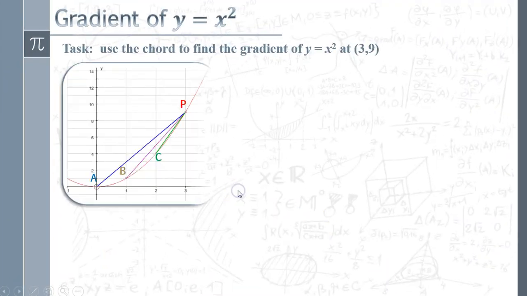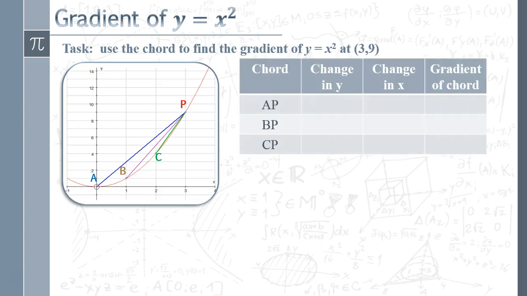So here we go. What we're going to do is have a look at this task here, where we've got 3 chords, and we're going to work out the gradients of each chord. In each case, we are moving the chord closer and closer to the red line. So if you want to have a go at doing this yourself, you might want to consider stopping the video as you calculate and fill in the table of values like that. Okay, so if you've had a little go yourself, hopefully you should find that you've got these values.